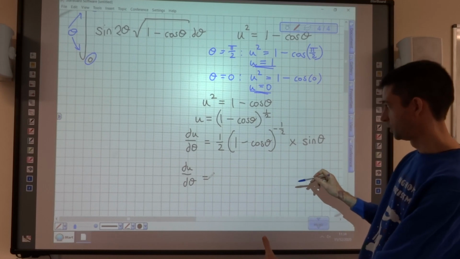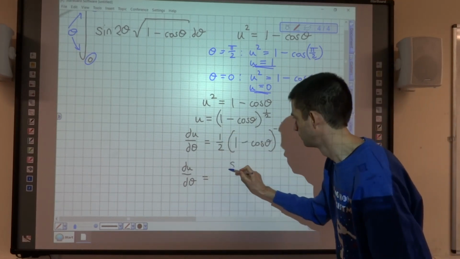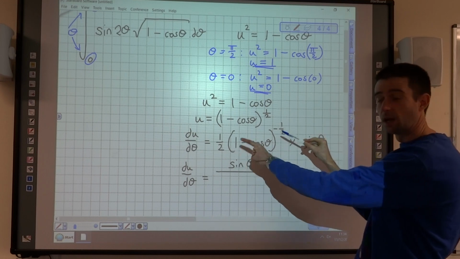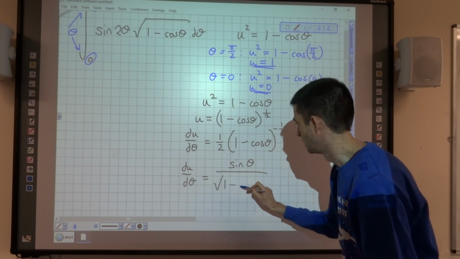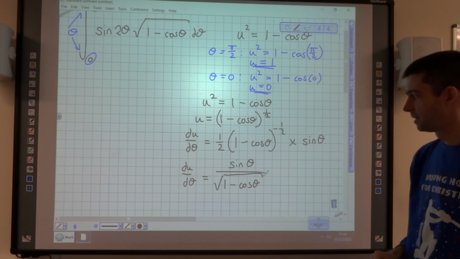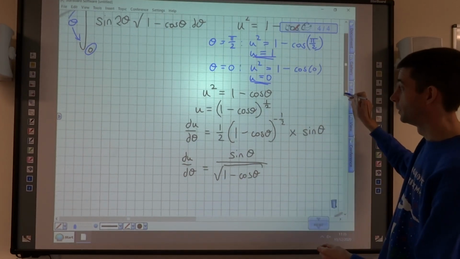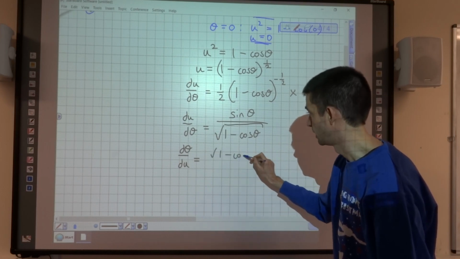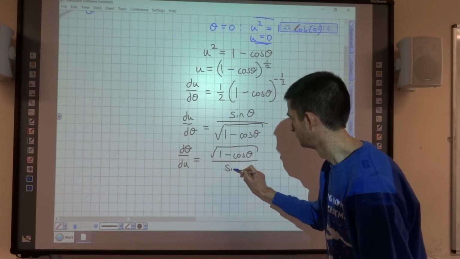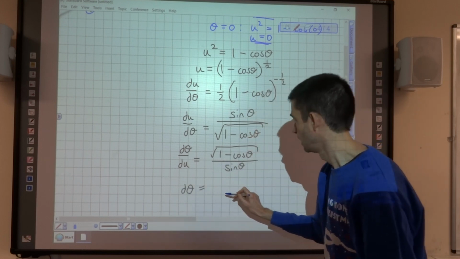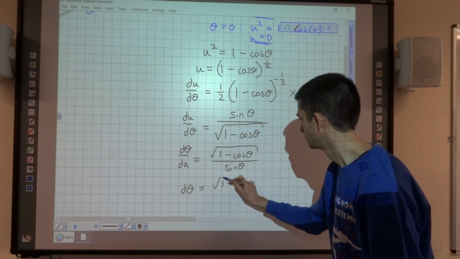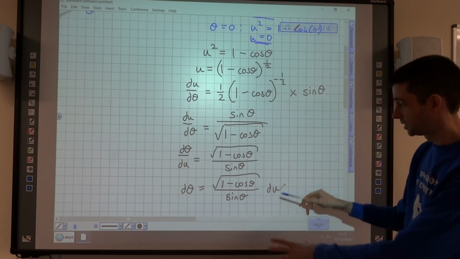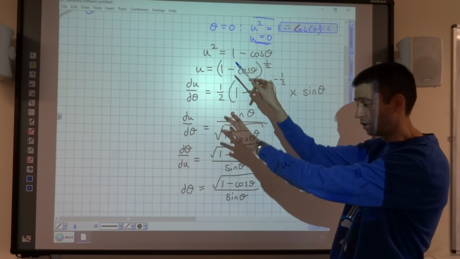du/dθ is going to equal, now what's going to be on the numerator? The 1 and the sin θ. And that's going to be over (1 minus cos θ) to the power of a half. So I'm going to write that as the root of 1 minus cos θ, like that. The reason for doing that is we're going to now take the reciprocal to say that dθ/du is equal to the root of 1 minus cos θ over sin θ, which means that dθ is equal to the root of 1 minus cos θ over sin θ du.